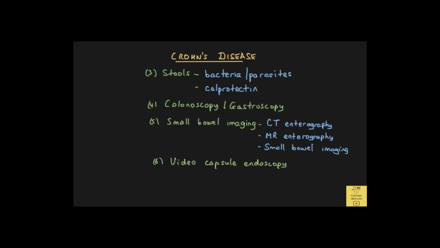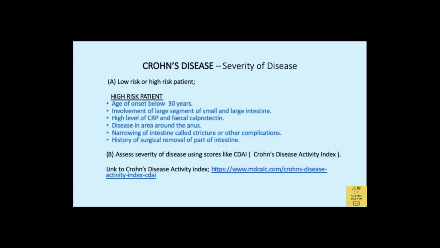Finally, video capsule endoscopy to look at the small intestine, provided there is no narrowing of the small intestine. Crohn's disease can be classified according to whether it is a low risk or high risk patient according to the criteria listed below, and the severity of disease using scores like the CDAI, Crohn's Disease Activity Index.